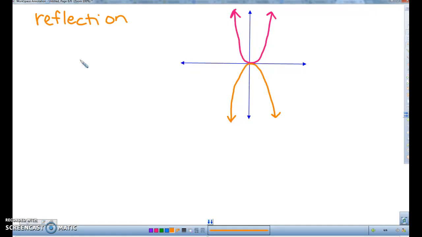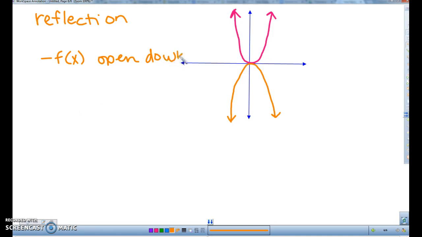So the last transformation we want to talk about is reflection. If my pink graph is my parent function, the orange is the reflection, and we've kind of already talked about this, what makes a graph flip across the x-axis. And it has something to do with the a value. So would a positive a or a negative a make the graph flip across the axis? Good, a negative a. So a negative f of x would open down.